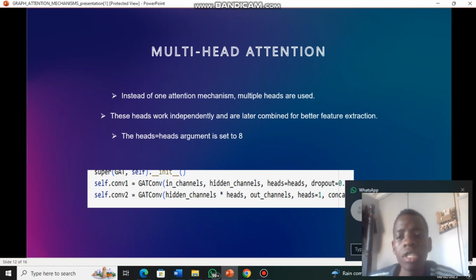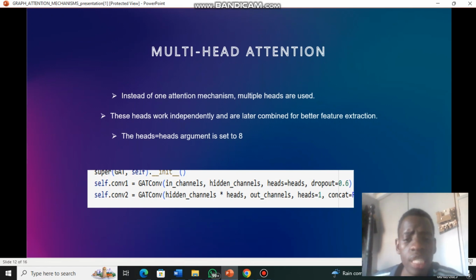Here, instead of one attention mechanism, multiple heads are used, and then these heads work independently and are later combined for better feature extraction. The heads argument is set to 8, as I had said earlier in the previous implementations. So when we talk about this code snippet, it uses the GATConv function, which involves the graph attention convolution layers, and the first layer conv1 uses multiple attention heads, which is set to 8, and each head learns from different aspects of the relationships between the nodes.